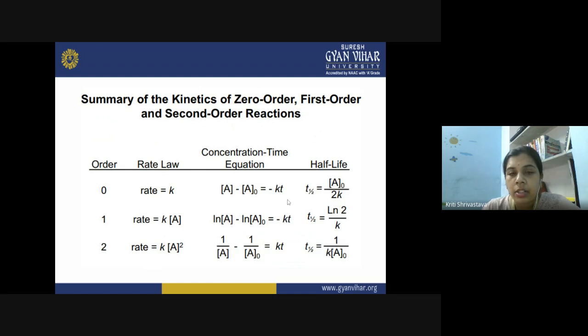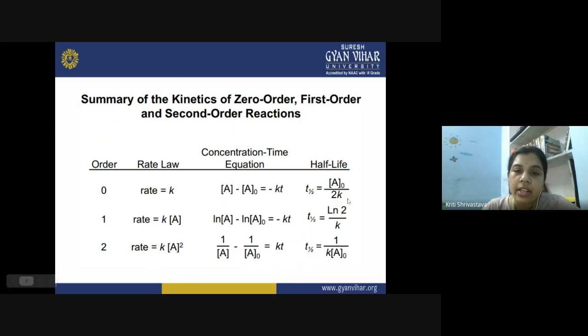This denotes the overall order of the reaction. Now this is the integrated rate law, and from it we have the forms for the zero order, first order and second order reaction. In the integrated rate law, we put the value of A as 0.5 A naught, and for t, we put t half. If you solve the equation by simple mathematics, you will get the expression for the half-life of the corresponding reaction.